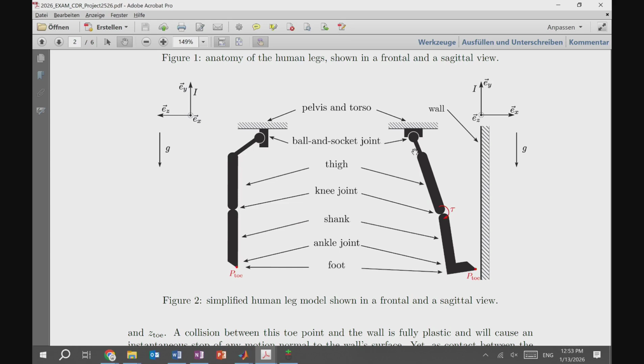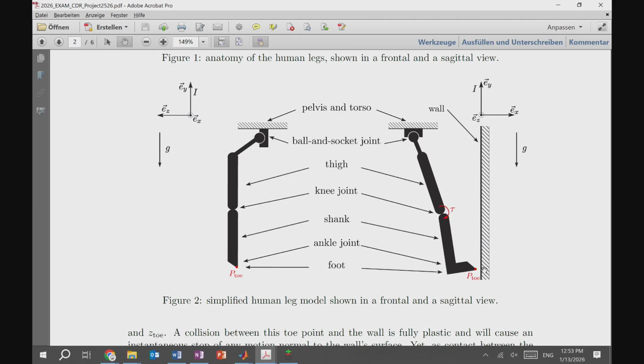And we will simulate until the toe, which is just going to be a point somewhere situated on your foot in an appropriate anatomical location, hits against a wall, which is a fully rigid contact and is assumed to be frictionless. So you hit the wall, plastic collision, you come to an immediate stop, so epsilon equals 0, what we just saw, and then you can still slide left and right because it's a frictionless contact.